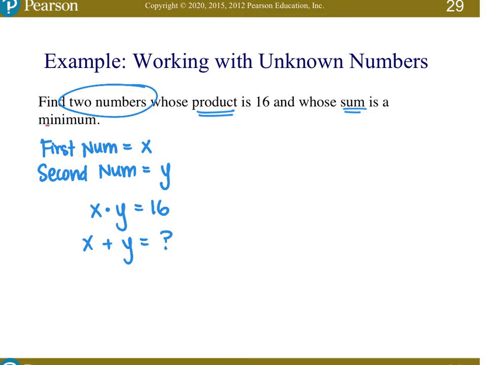But the word minimum is there, which means I will be using calculus. So pick a variable that's the easiest to get alone. So again, I'm going to pick this y here as my easiest variable to get alone. And so y is 16 divided by x. Substitute that into the other equation, x plus 16 over x equals the minimum. So now I'll bring calculus into that, and I'll do my Math 8.